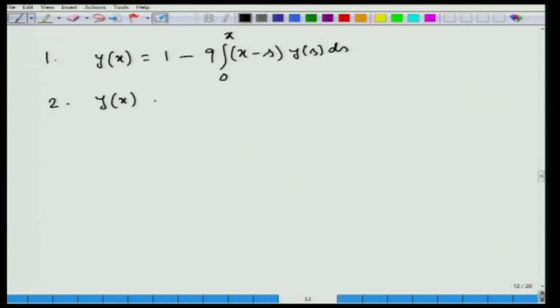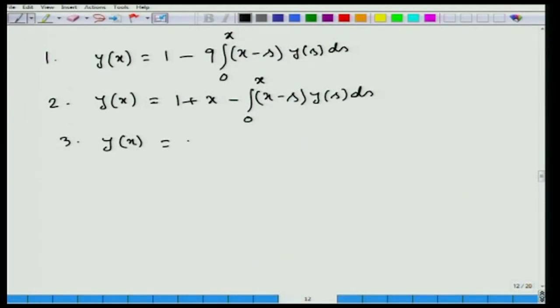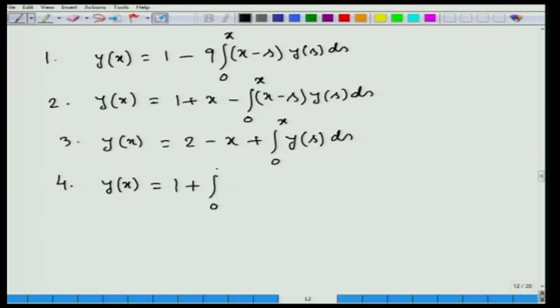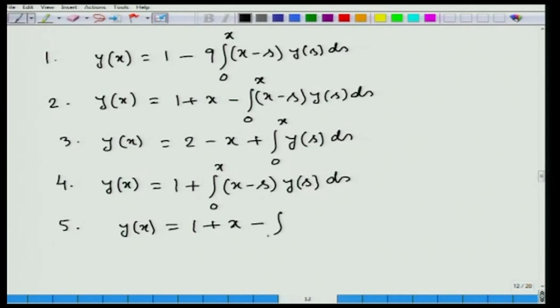Number 2: y(x) = 1 + x - ∫ from 0 to x of (x - s) y(s) ds. Number 3: y(x) = 2 - x + ∫ from 0 to x of y(s) ds. Number 4: y(x) = 1 + ∫ from 0 to x of (x - s) y(s) ds. And problem number 5: y(x) = 1 + x - ∫ from 0 to x of y(s) ds.